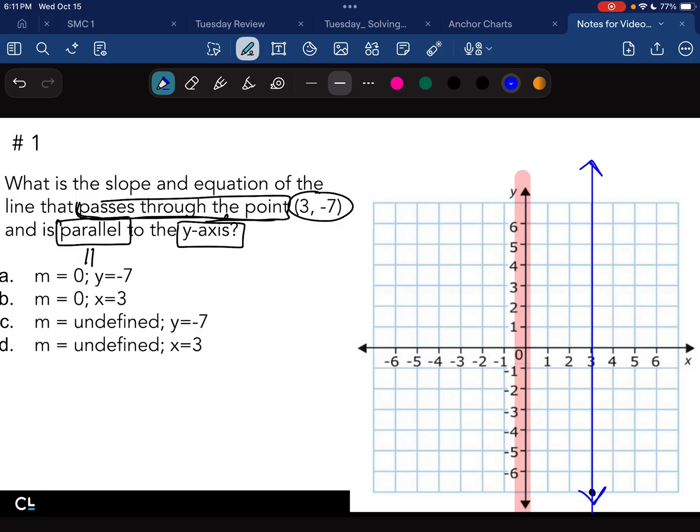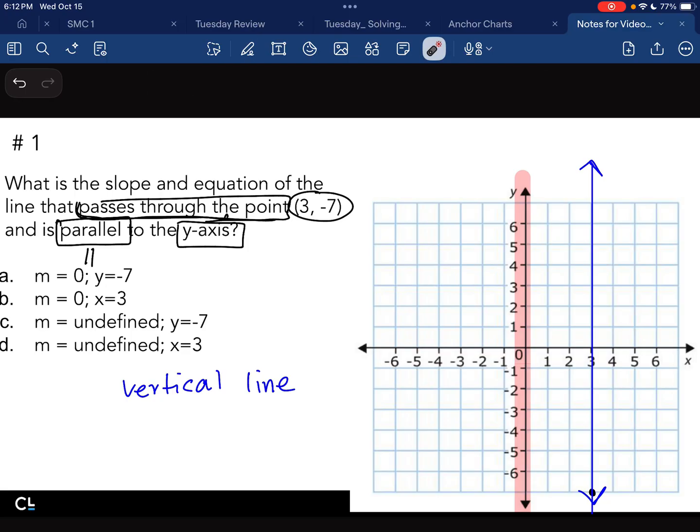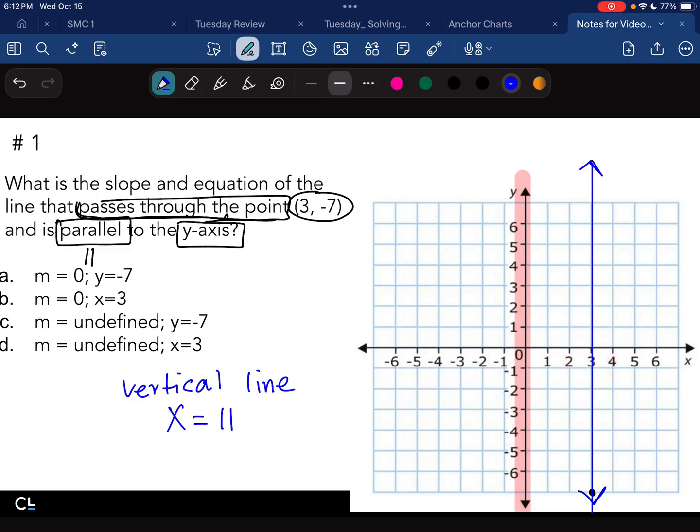So going back to our think about: is this a vertical line or a horizontal line? This is a vertical line. Okay. Now, is the equation going to be x equal or y equal? Well, what axis does it cross through? Does it cross through the x-axis or the y-axis? It crosses through the x-axis. So that means my equation should be x equal a number.